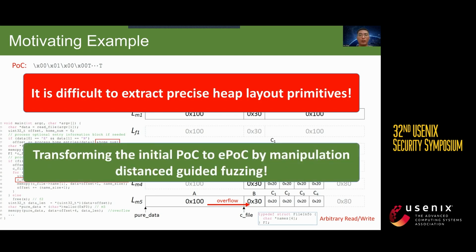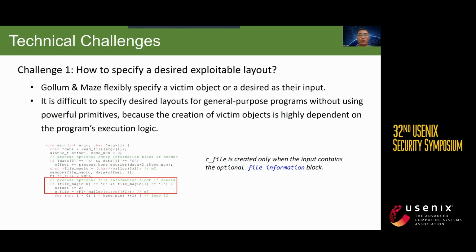However, without the support of heap primitives, we can directly transform the initial POC to an epoch by manipulation distance guided fuzzing. To achieve this, we need to deal with the following three challenges. The first is how to specify a desired exploitable layout. Previous work flexibly specifies a victim object as their input. However, the victim object is highly dependent on the program execution logic in general-purpose programs. For example, in this code, C file is created only when the input contains the optional file information block.